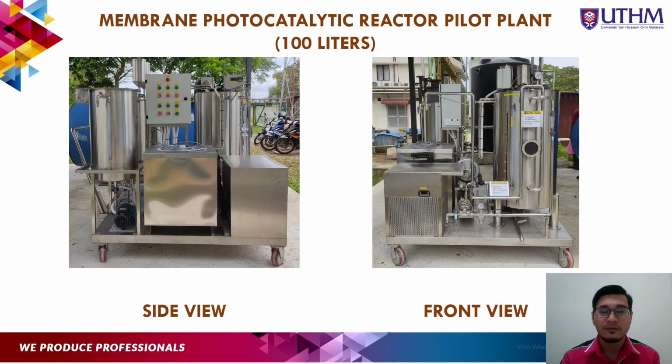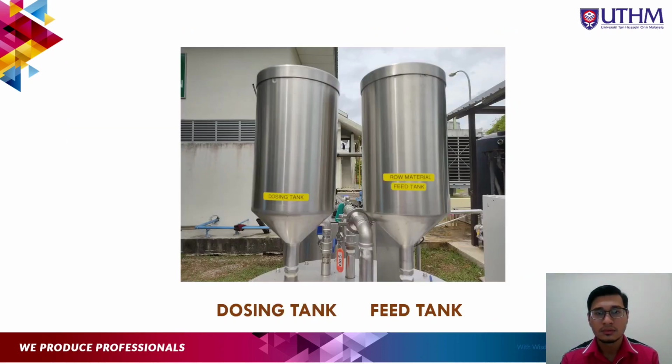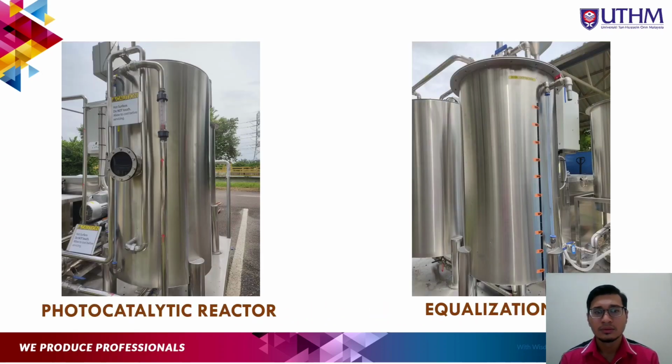This one is the side view and front view. So this is the dosing tank and feed tank. In the dosing tank we put the catalyst, and in the feed tank we insert the raw material, which is dye wastewater from the textile industry. From the left of the slide, it shows the photocatalytic reactor, where the treatment process occurs, and from the right of the slide it shows the equalization tank, where we put the raw material and catalyst.